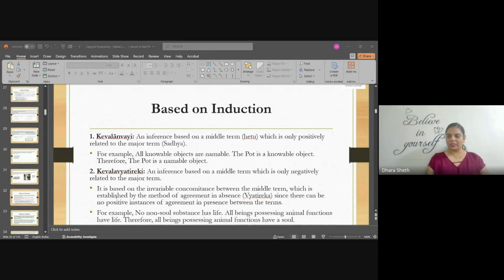A negative relation of non-soul with living beings. Non-soul and living beings are negatively related. If you have non-soul, you cannot have life. And if you have life, you cannot have non-soul. There has to be a soul. Does this make things clear? If A is there, B cannot be there. And if B is there, then A cannot be there. There is a negative relation between them.